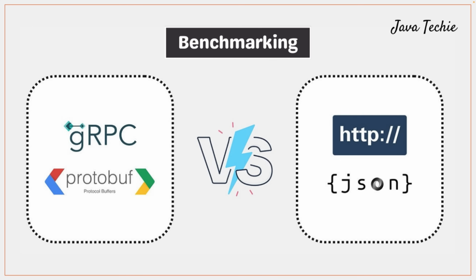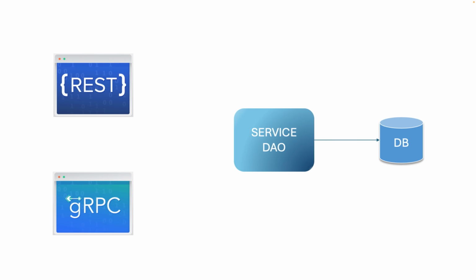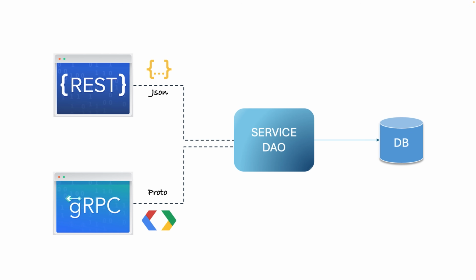Before we start benchmarking, let me explain how we can ensure both REST and gRPC are doing the same work. This way we can apply a fair load and see the real difference between REST and gRPC. Imagine we have a user service that fetches records from the database. Now we'll create two different services, one using REST and the other using gRPC. Both will call the same user service to retrieve the records.